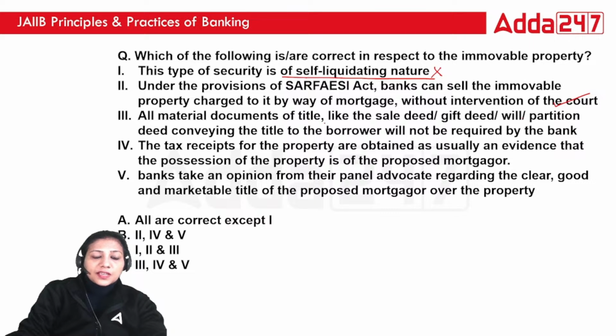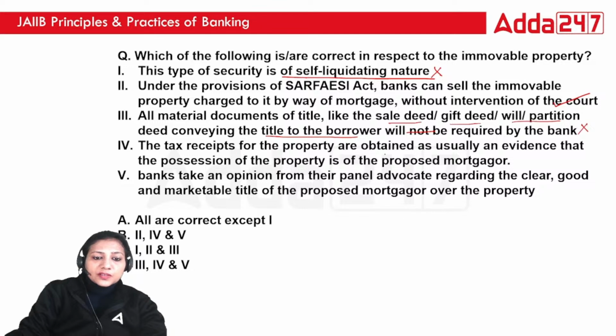All material documents of title like sale deed, gift deed, will, partition deed conveying title to the borrower will be required. It will be required by the bank. The bank will take out the search report. It will take help of the impaneled advocate to get this report, and it will require the sale deed, gift deed or will, partition deed to ascertain the title of the borrower. So this is not correct.